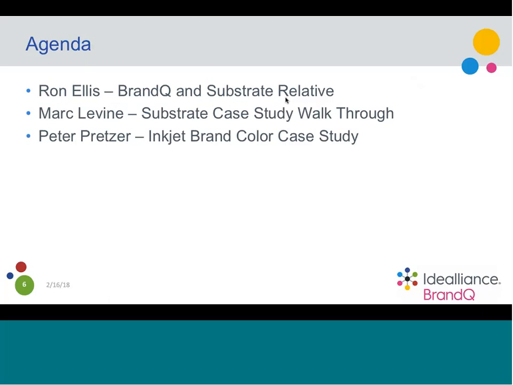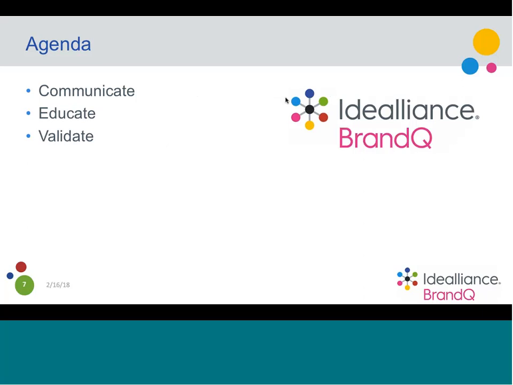And what we're going to have today, I'll do a quick intro to BrandQ for about 5 minutes, and then go through the idea of substrate relative, which if you're on these calls a lot, you probably are aware of it, but whenever I go to printing plants, people aren't, so I'm going to give a quick little demonstration of how that works and why that's important. Mark Levine is going to do a substrate case study where he does a walkthrough and shows how a brand picks a color and how they check it and how they see how the substrate affects it. Then Peter Pretzer is going to cover inkjet and how gamuts of devices and how inkjet printers are affected by color as well. So with that, we'll get started, and I'm just going to do this super brief discussion of BrandQ.